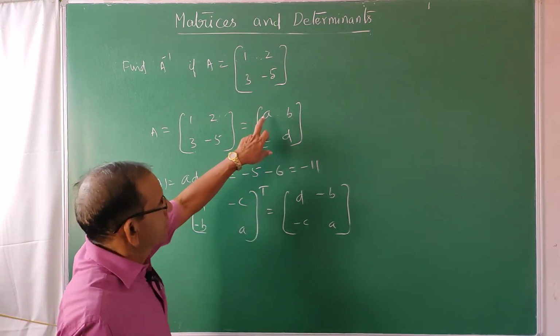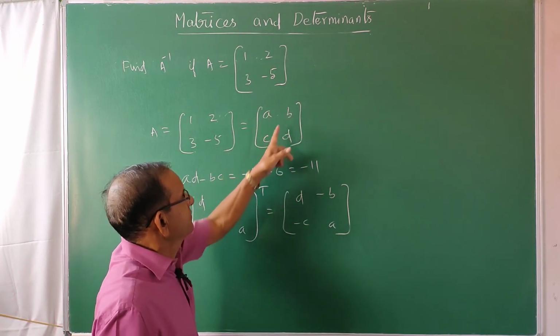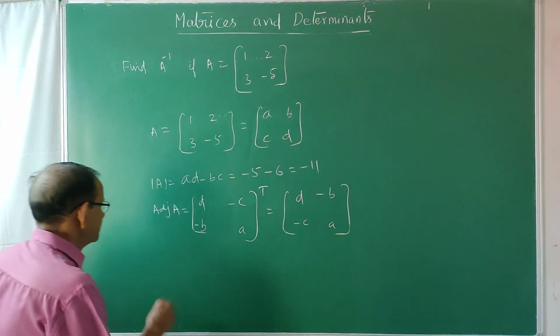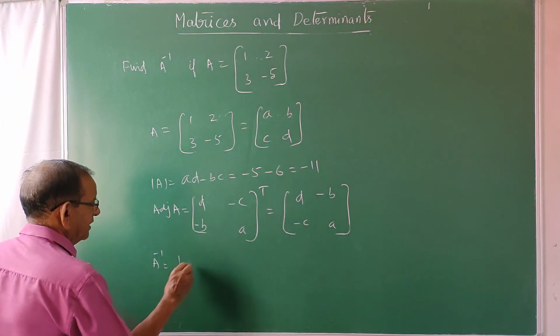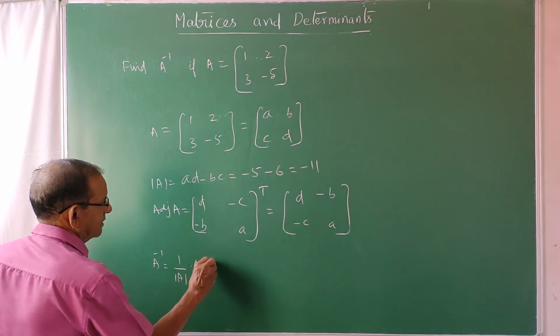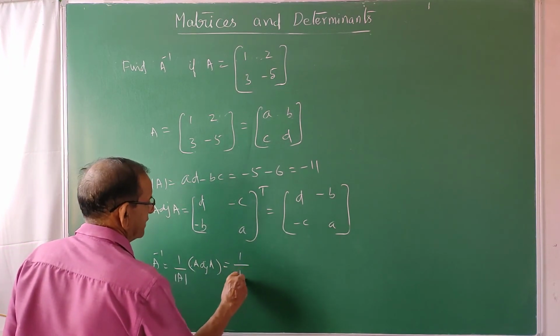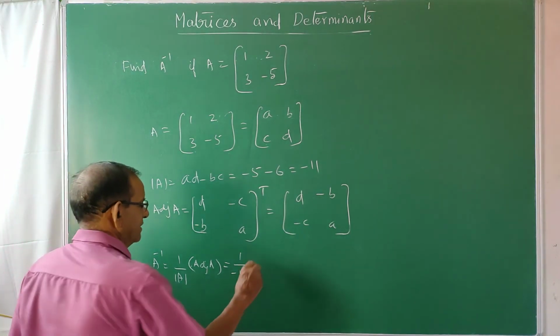To get the transpose of this matrix, you have to interchange these two places and change the sign of B and C. You will get the adjoint A directly. So A inverse is equal to 1 by det A into adjoint A. That is 1 by minus 11. It is not modulus of A, it is only det A. Into, you write this one.